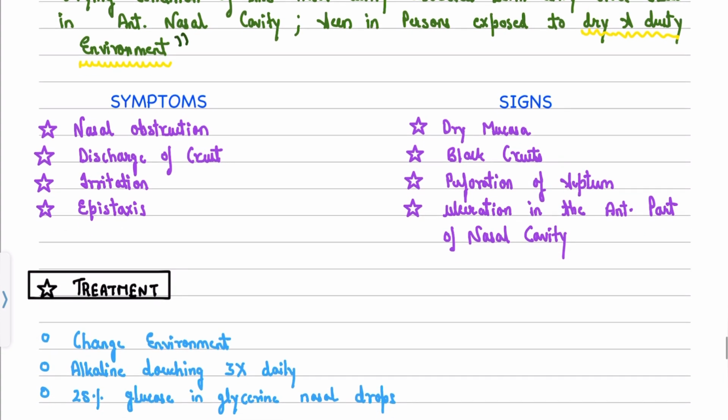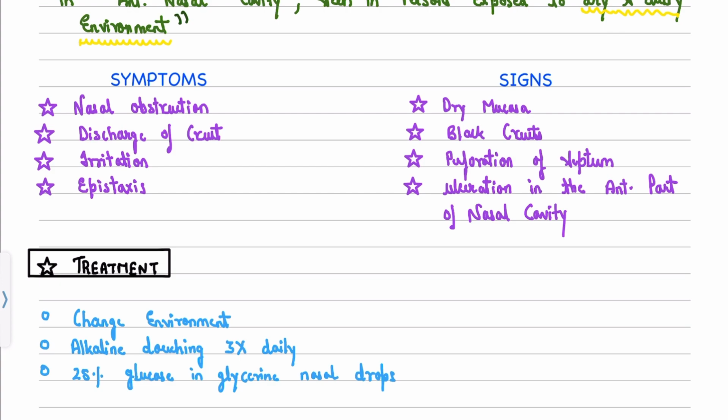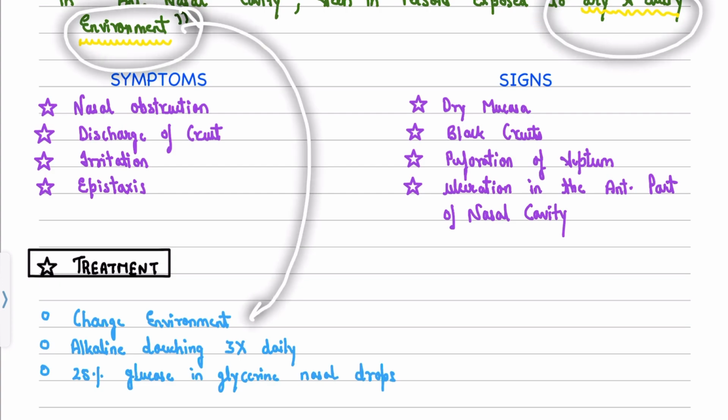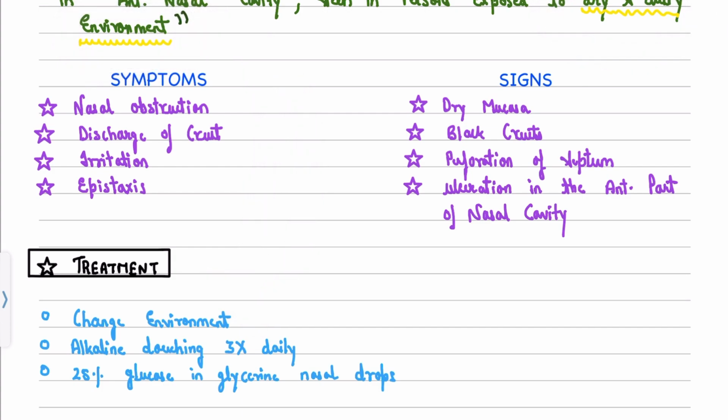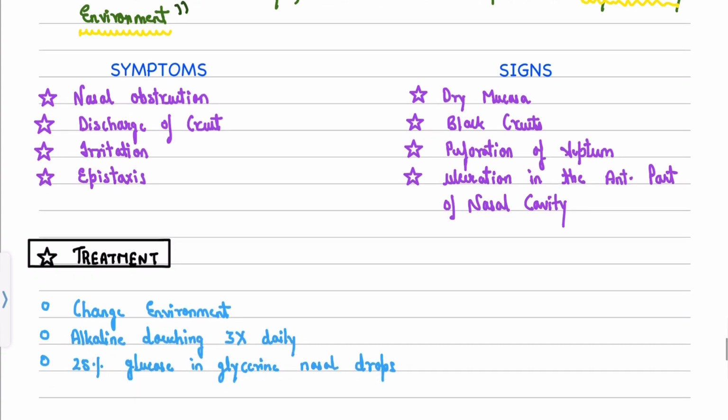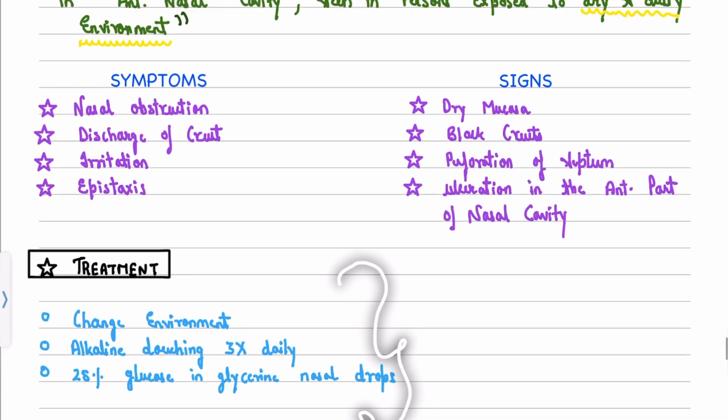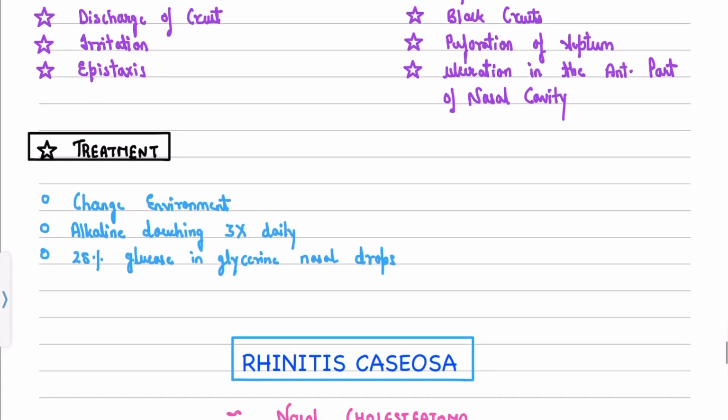What is the treatment regimen? First of all, since it is occurring in a dry and dusty environment, we will change the environment of the person. We will suggest he work in a different environment. Alkaline douching 3 times a day, similar to atrophic rhinitis. 25% glucose in glycerin nasal drops, again similar to atrophic rhinitis. So this was the treatment regimen for rhinitis sicca.